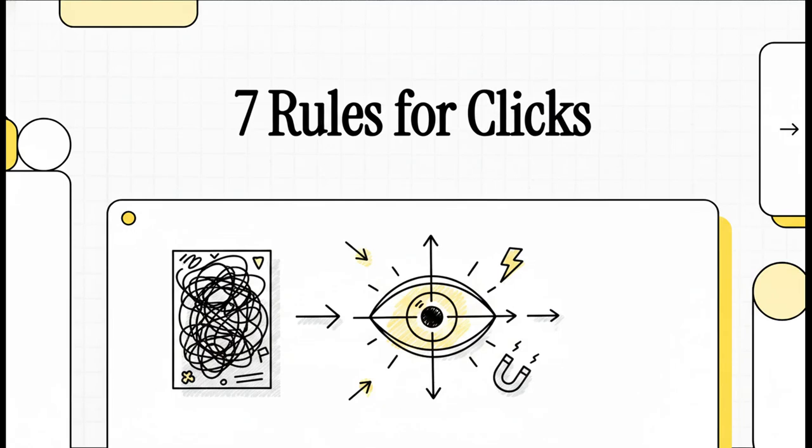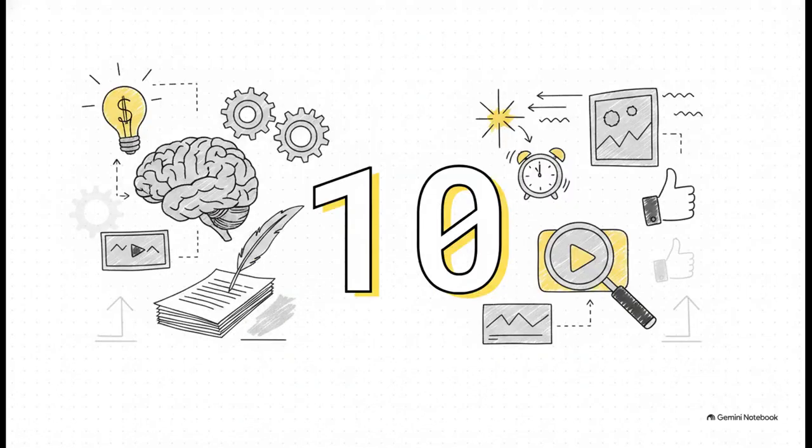Today we're diving into something absolutely crucial, the 7 rules for clicks. We're going to completely transform your visual packaging, taking your graphics from cluttered, confusing messes into irresistible, click-generating magnets using the absolute best strategies for 2026. If you've ever struggled to get people to actually stop scrolling and pay attention to your content, you are in exactly the right place. Picture this for a second.